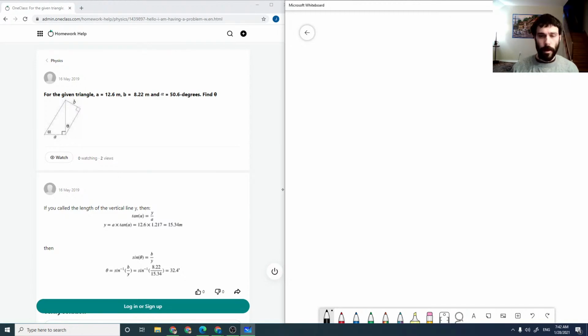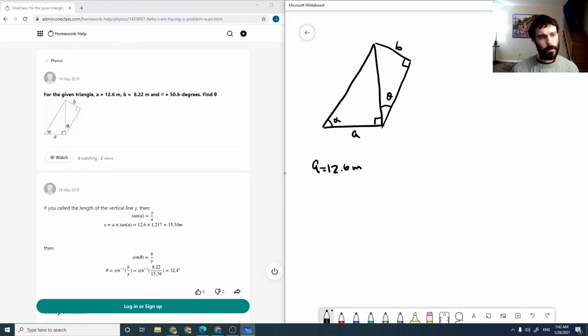Okay, so here we have a triangle. There's a theta, our alpha, those are 90 degrees, that's A. So A is 12.6 meters, our B is 8.22 meters, our alpha is 50.6 degrees, and it wants us to find theta.